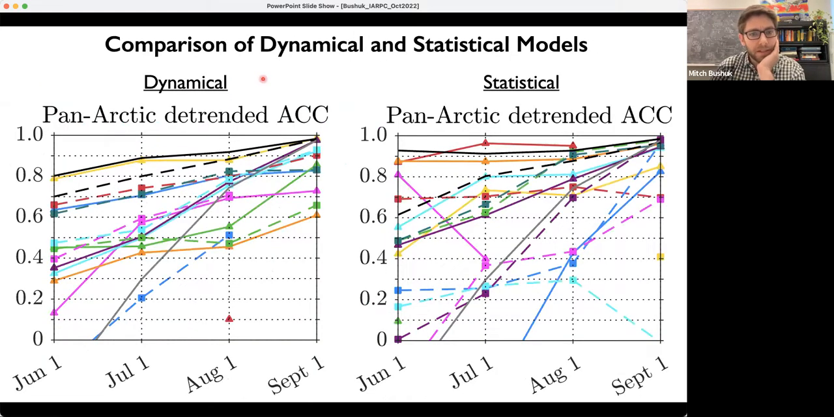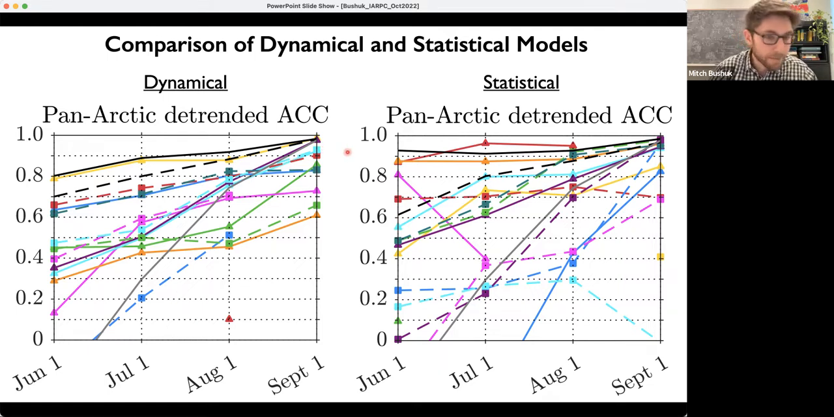Just to do a head-to-head comparison here between dynamical and statistical models, this is showing detrended ACC for the models. And I think if you blur your eyes and take these as a whole, you would argue that the two forecast methods are performing fairly similarly, with maybe the exception that some of these statistical models are not doing as well. But overall, it seems that there's no clear advantage between dynamical or statistical. And in each case, there's a couple outlier models that are doing very well.